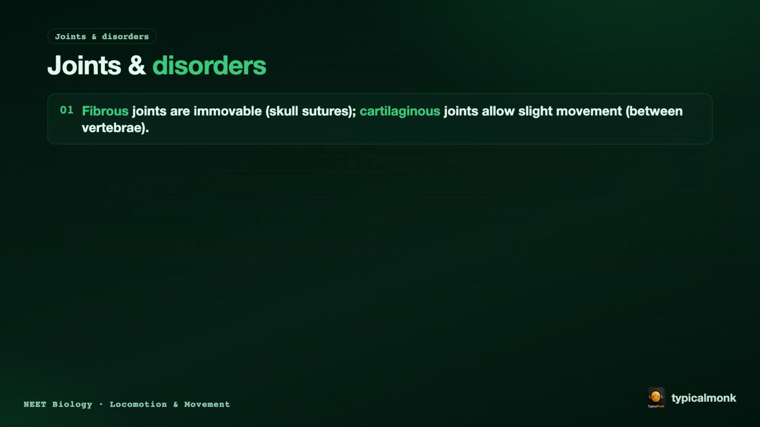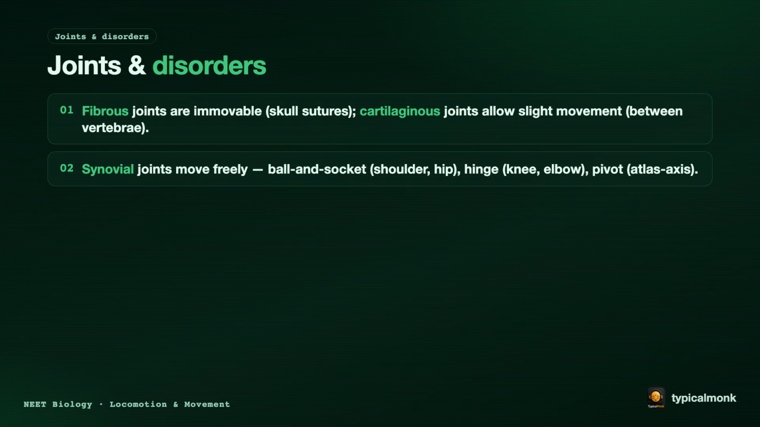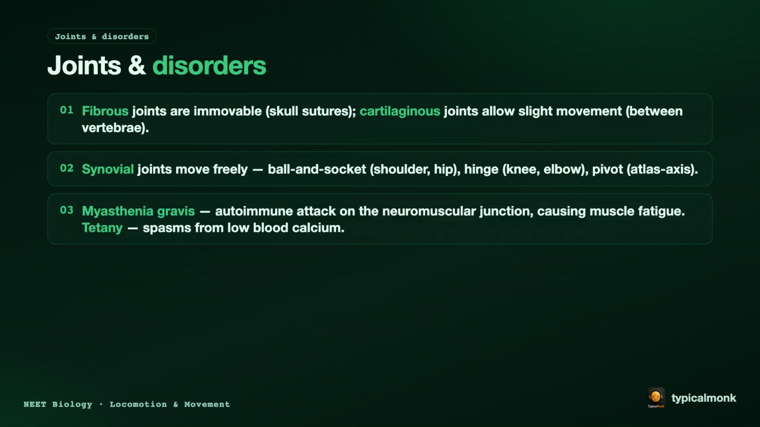Now, the joints and some important disorders. Fibrous joints do not move, like the skull sutures, and cartilaginous joints move slightly, like those between the vertebrae. Synovial joints move freely. Ball and socket, like the shoulder and hip, hinge like the knee and elbow, and pivot, like the one between the atlas and axis.